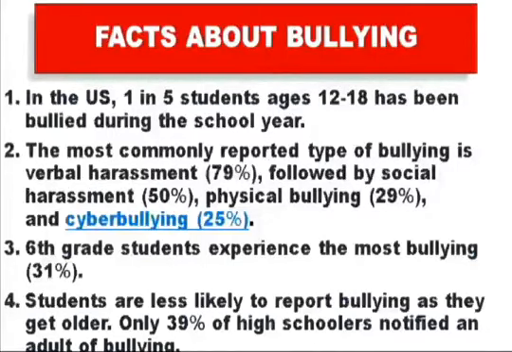And the fourth one is students are less likely to report bullying as they get older. Only 39% of high schoolers notified an adult of bullying. Now, you know, that can be the challenge because that's who we're supposed to go to, an authority figure, somebody that can help with the situation. And we always tend to think that ignoring it, it'll go away.